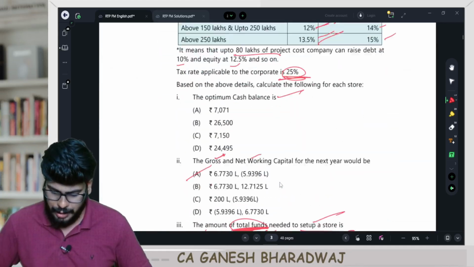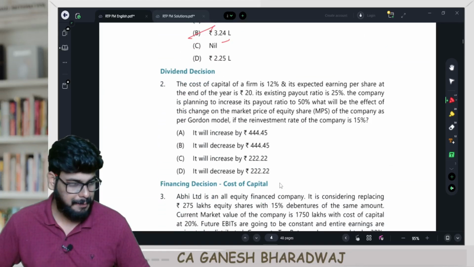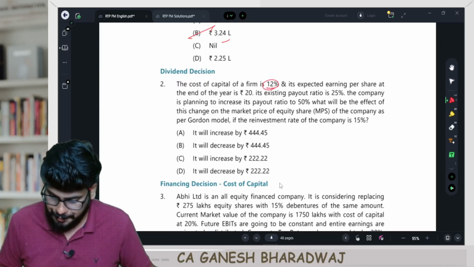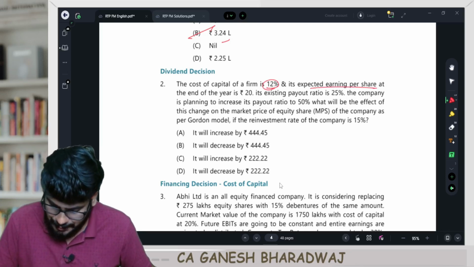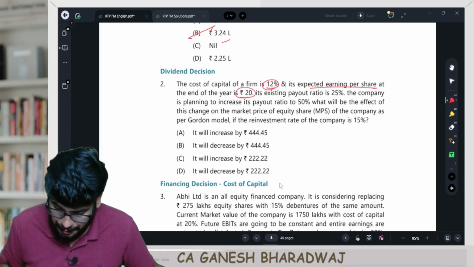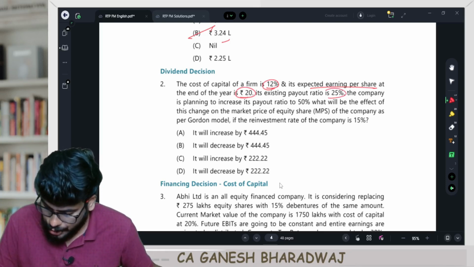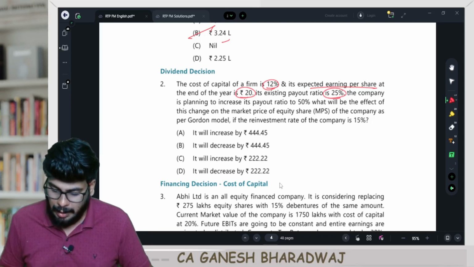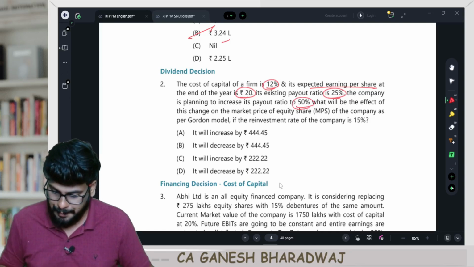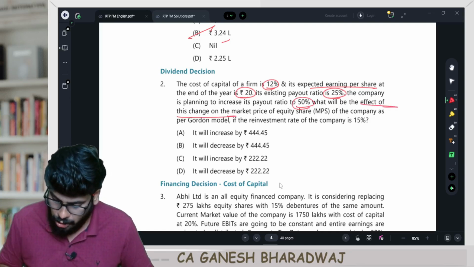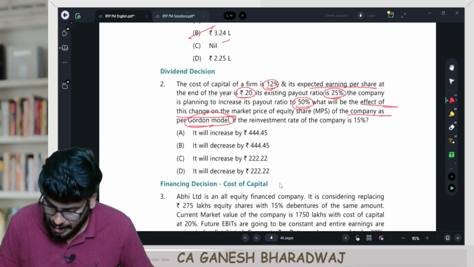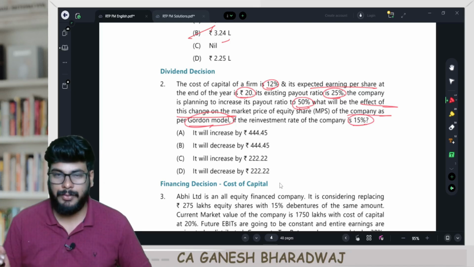Now, let's move on to the next one. Let's quickly move on to the next one. The next question. The cost of capital of the firm is 12%, and its expected EPS at the end of the year is going to be rupees 20. And its existing payout ratio is 25%. The company is planning to increase its payout ratio to 50%. What will be the effect of this change on the market price of the company as per Gordon's model if the reinvestment rate of the company is going to be 15%?